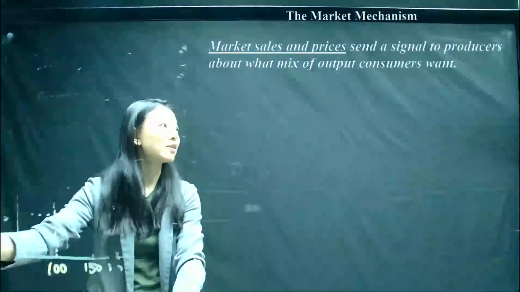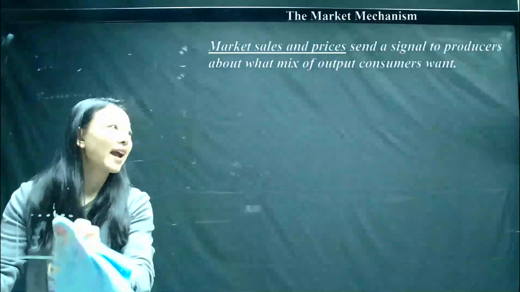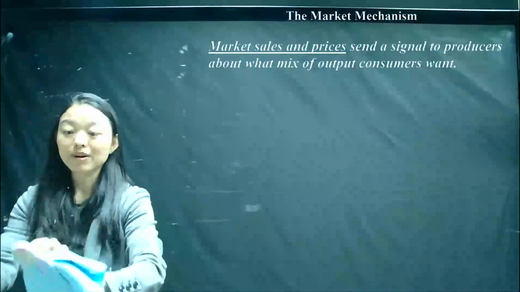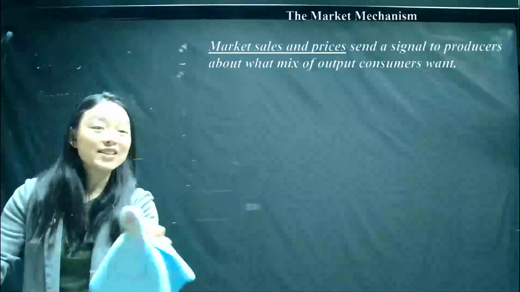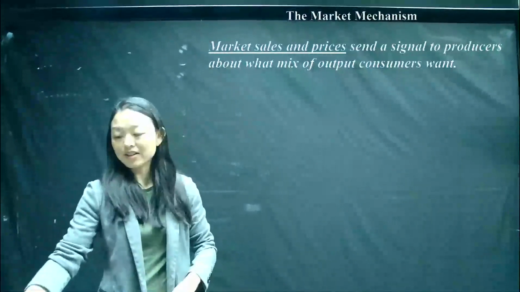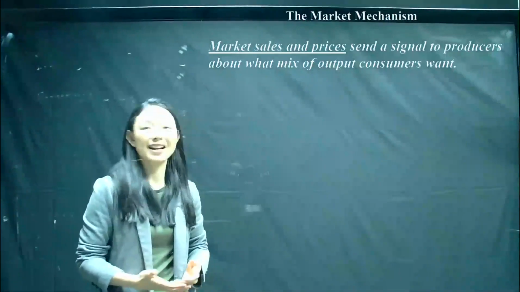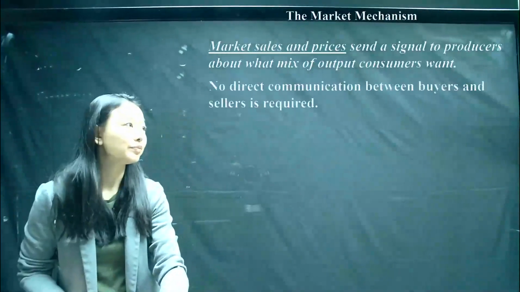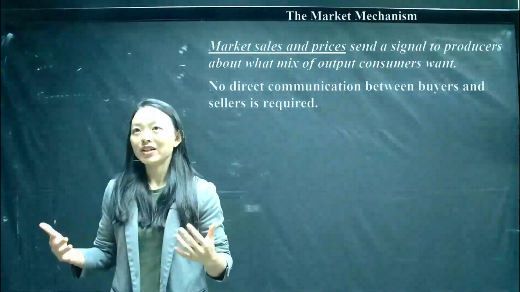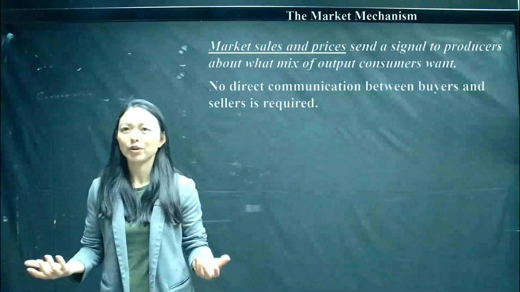Now, let's move on to talk about the market mechanism. Market mechanism means the market sales and prices can send signals to producers about what mix of outputs consumers want. So there is no need for direct communication between the producers and consumers, right? So you don't need to.